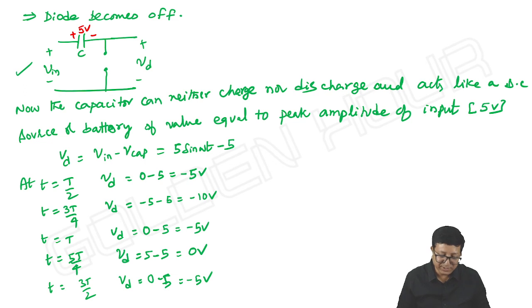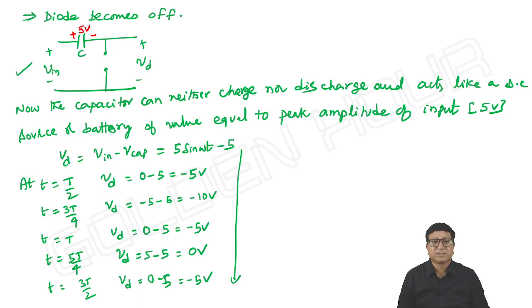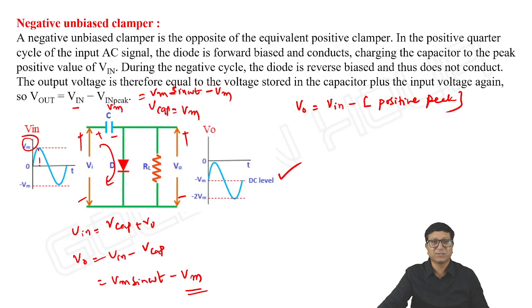So if you observe this, V output or VD is always negative only. At a max it can reach 0. If it is positive, then only there is a scope for the diode to conduct. As long as the diode is not conducting, the capacitor holds the voltage it has acquired. Then the capacitor has charged up to the peak amplitude of the input. Now you understand better all the statements I have mentioned earlier.